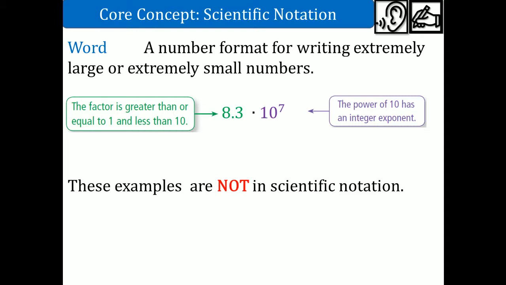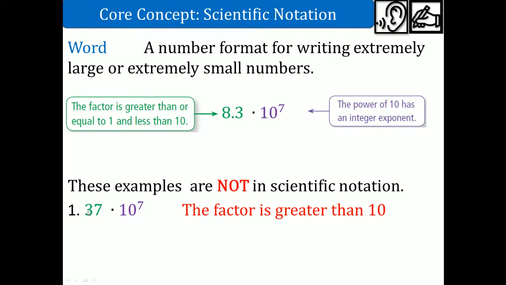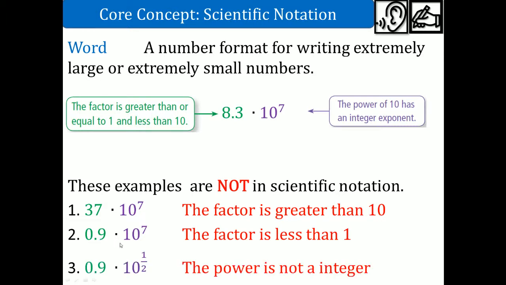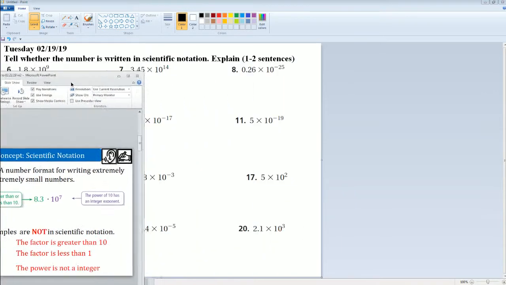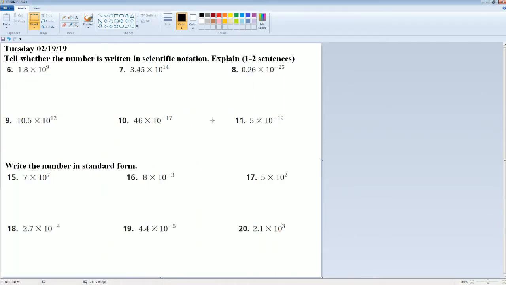This one is in scientific notation. This one is not. The factor here is not between 1 and 10. This factor is not between 1 and 10 either. It's 0.9. This wouldn't work because the exponent here is not an integer. Okay? So, using those ideas, we can now do 6 through 11.